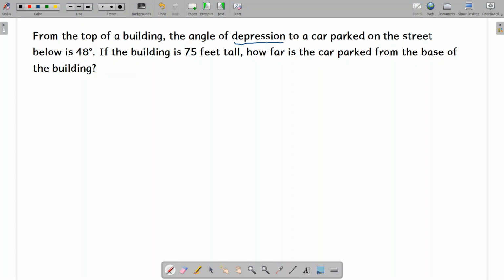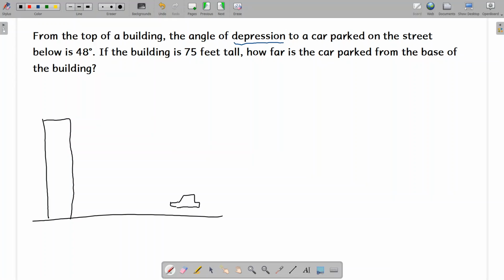So let's draw a picture here. So there's the ground. Here's the building. And then here is my very, very bad car. Now remember, we're on the top of the building and we're looking down. So our triangle is like this because the angle of depression is this angle here. So that angle is 48 degrees.